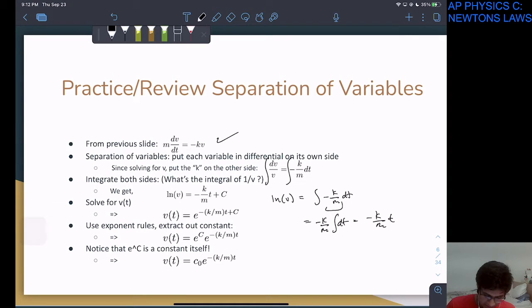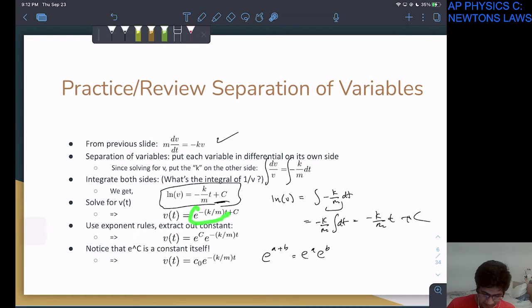And of course, we don't forget the plus c over here. So we get this equation. And now we can simply take the exponential of both sides. So we get this over here, where we take the exponential of both sides. But then, we always have the trick where e to the a plus b is equal to e to the a times e to the b. So that's what we've done here.